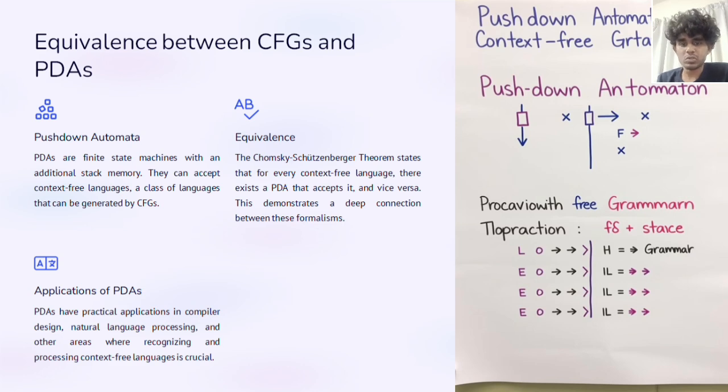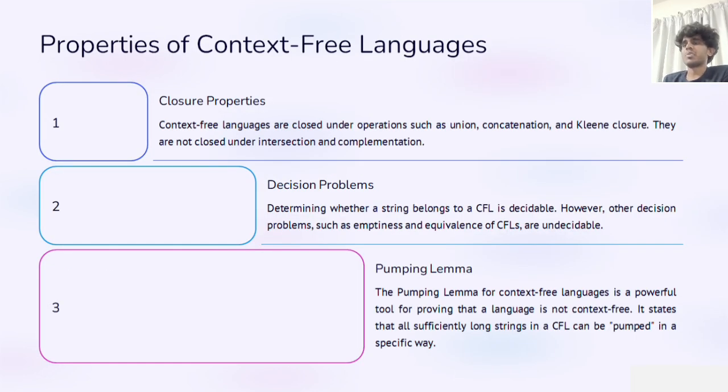Next, we are moving on to properties of context-free languages. Closure properties: context-free languages are closed under operations such as union, concatenation, and Kleene closure. They are not closed under intersection and complementation.